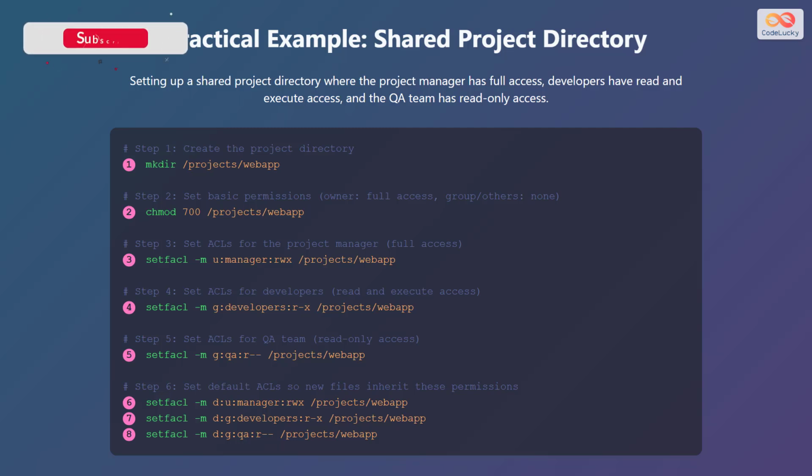Fourth, set the ACLs for the developers group, granting read and execute access using the setfacl command. Fifth, set the ACLs for the QA team group, granting read-only access using the setfacl command. Finally, set the default ACLs for the directory, so that all new files and subdirectories will inherit these permissions. This ensures consistent access control for all new content within the project directory.